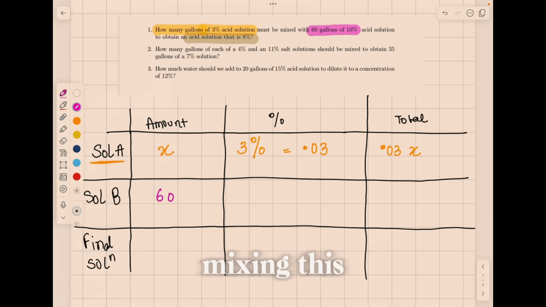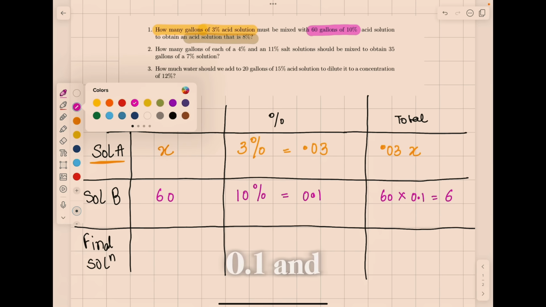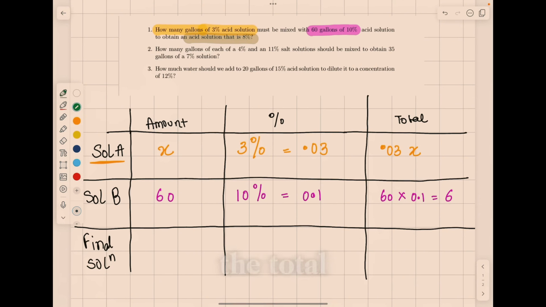Now let's go to the next part. We are mixing this with solution B, which is 60 gallons of 10% acid solution. Now what does that mean? You take 60 gallons and 10% of acid is mixed in that. So we have 0.1, 10% is 0.1, and if you multiply that, you get the total amount, which is 60 times 0.1, or just 6. You can also leave it like that.